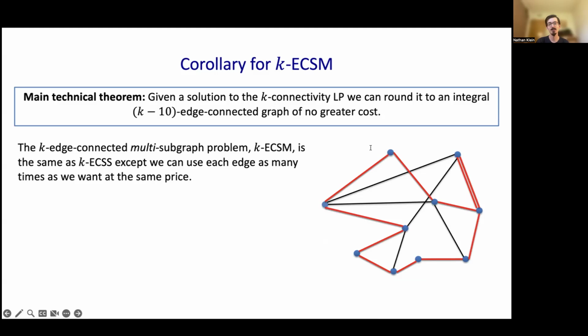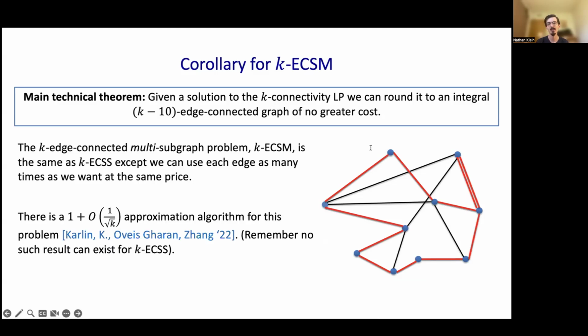For a long time, the best known approximation algorithm for this problem had a ratio of 3/2, until recently with Karlin, Klein, Oveis Gharan, and Zhang, we showed a 1 plus order 1 over square root k approximation. In other words, this problem gets much easier as k grows. And recall that no such result is possible for KECSS, since it's APX hard for all k. So even for k is 1,000,000, we cannot get a 1.01 approximation for KECSS. On the other hand, for KECSM, we can get arbitrarily close to 1 as k grows.